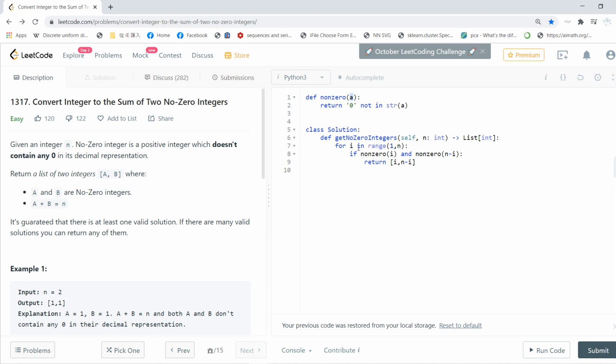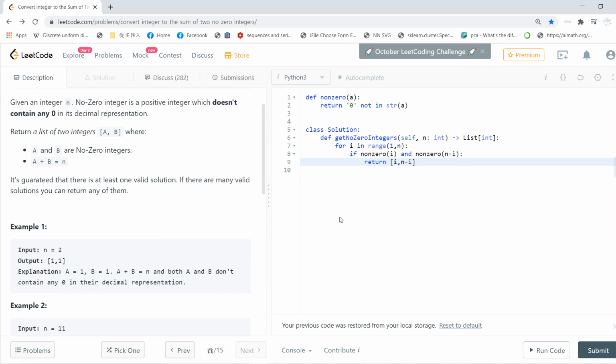Okay, so we loop for i in range from 1 to n, starting from 1. What we need to do is just check i and n minus i. We check whether i and n minus i are both no-zero integers. So if i and n minus i are both no-zero, then we have found the answer, and we just return i and n minus i.